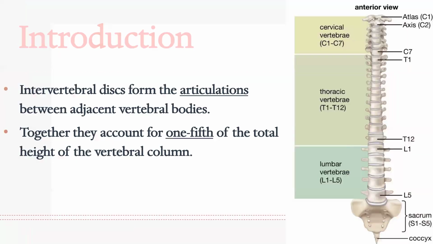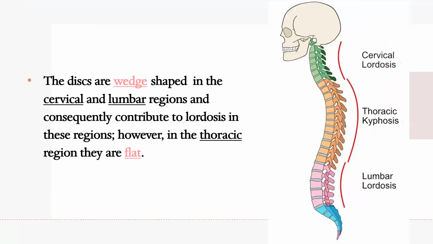The intervertebral discs form the articulation between adjacent vertebral bodies. They account for about 1/5 of the total height of the vertebral column. The discs are wedge-shaped in the cervical and lumbar regions, but are flat in the thoracic region. The wedge shape in the cervical and lumbar regions contributes to lordosis in this area.